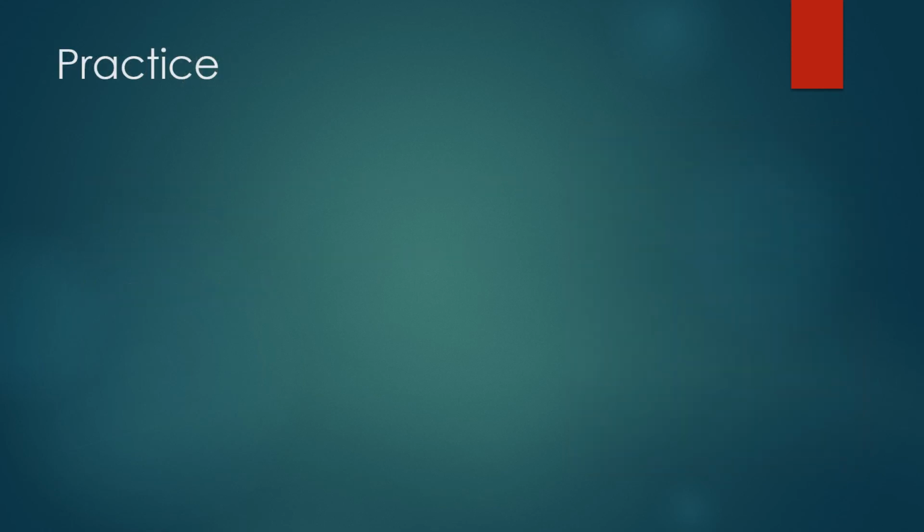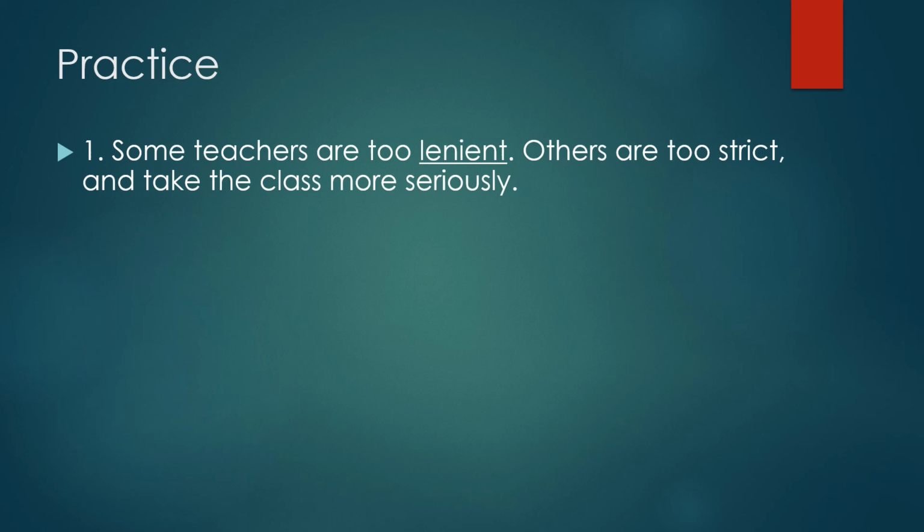So for some practice for antonyms, this one says, some teachers are too lenient. Others are too strict and take the class more seriously. So if you already know the meaning of the word strict or seriously, then you already know the opposite of those meanings. So if strict and seriously both mean the same thing, they both mean that you have someone who is very rigorous, they are very no-nonsense about things, then a lenient teacher is the opposite, right? Someone who is a little bit more carefree, they kind of let you do what you want, that sort of thing.